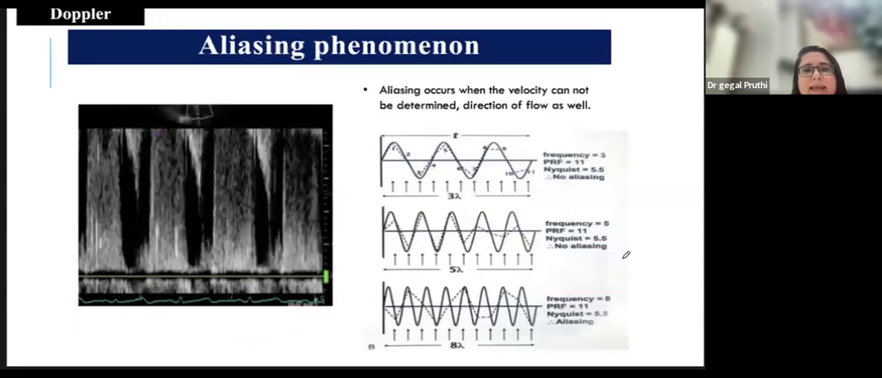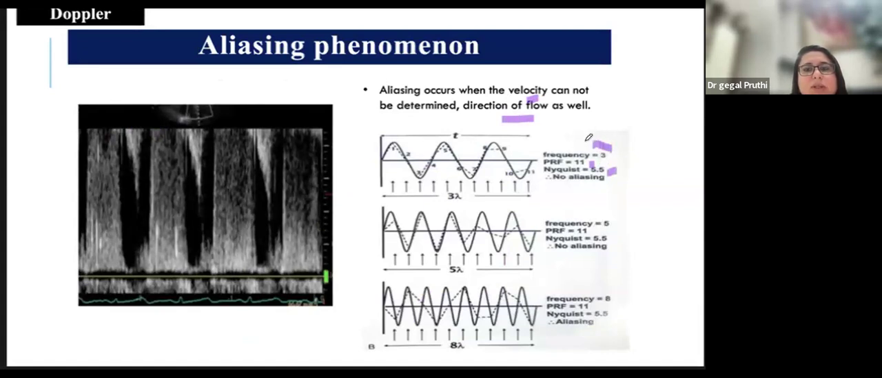So, understanding aliasing: in aliasing, you will not be able to determine the velocity and direction of flow. Understanding with this example, if the pulse repetition frequency is 11, the Nyquist limit is half of the pulse repetition frequency. So here it would be 5.5 because the pulse repetition frequency is 11.